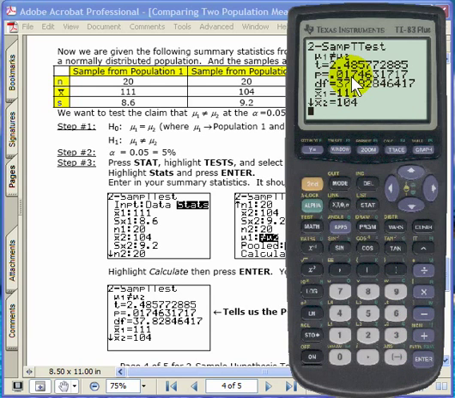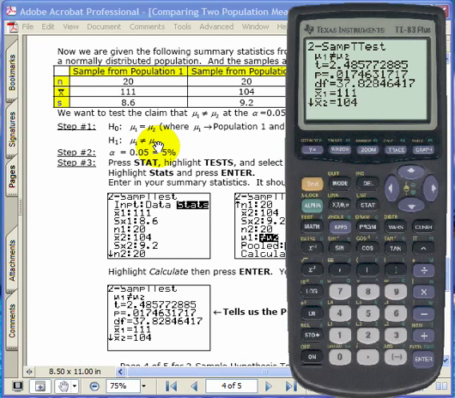So our p-value, which is a 1.75%, that is smaller than our level of significance here. So we're going to reject the null hypothesis and accept the alternate, that there is a statistically significant difference between these two population means.